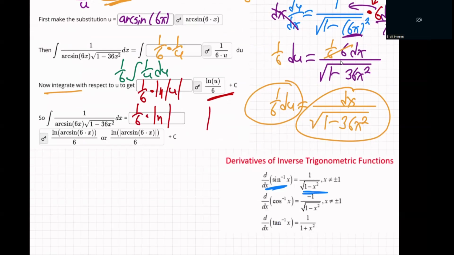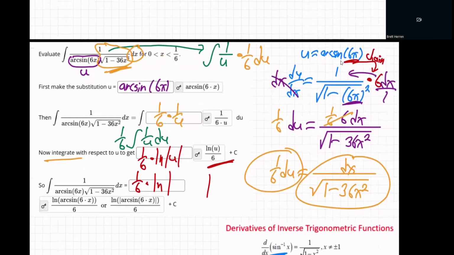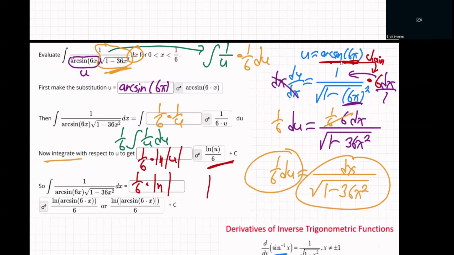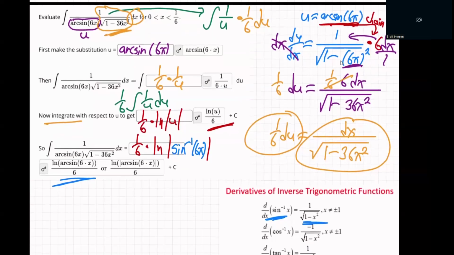Natural log, absolute value. What was u all along? Arc sine of 6x. Or I'll just say sine inverse of 6x, or arc sine, whatever, same thing. So there it is, 1/6 natural log of arc sine of 6x. We did the integral. So that's a tricky one.